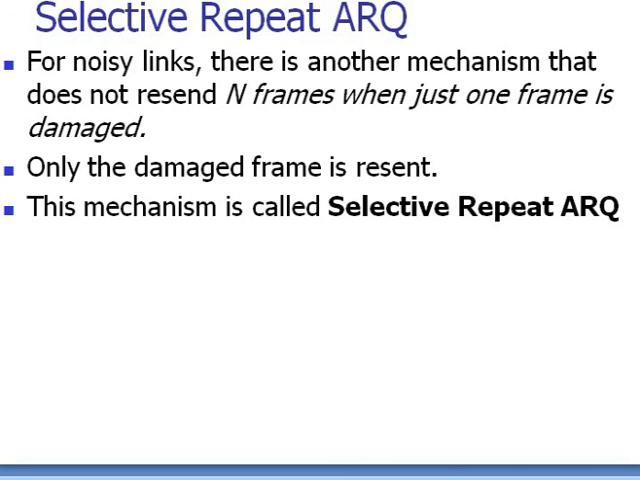Next is Selective Repeat ARQ. For a noisy link, there is another mechanism that does not resend n frames when just one frame is damaged. Only the damaged frame is resent. So this mechanism is called Selective Repeat Request. So the damaged frame is only selectively sent or resent from sender to receiver.